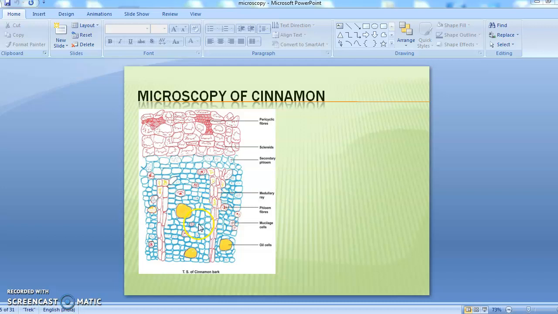Below that you are able to see here, in a ray shape, these phloem fibers are arranged. It is called the medullary rays. These medullary rays come from the outer to the inner side. These medullary rays divide up the secondary phloem, and are radially present in the whole circle of the bark. These are uniseriate, also biseriate.